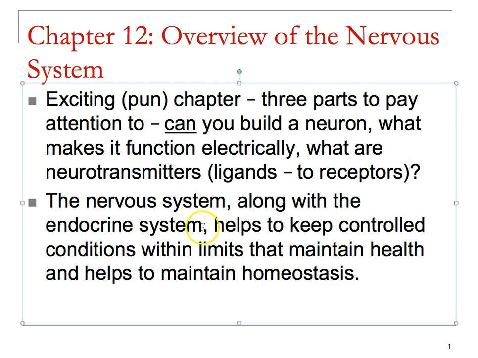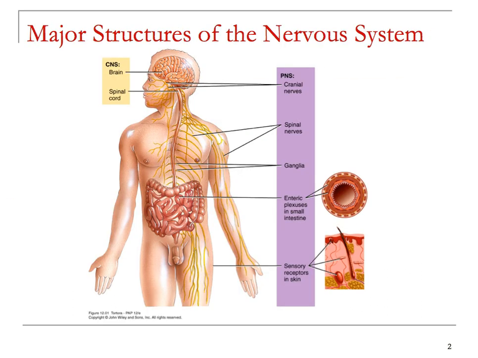Along with the endocrine system, we use the nervous system to control the conditions within the limits that maintain health and homeostasis. Looking at your textbook, or in this case this video presentation, you can see in this cartoon of a semi-correct organism in anatomical position that the central nervous system is the brain and the spinal cord. The peripheral nervous system makes up the cranial nerves, the spinal nerves, those ganglia, which are the cell bodies of neurons outside of the central nervous system, and enteric plexus and sensory receptors.